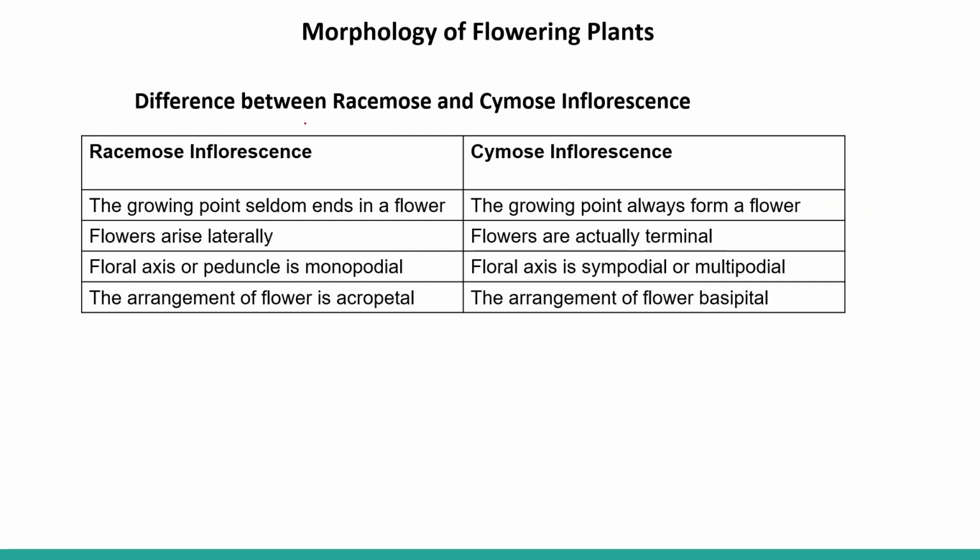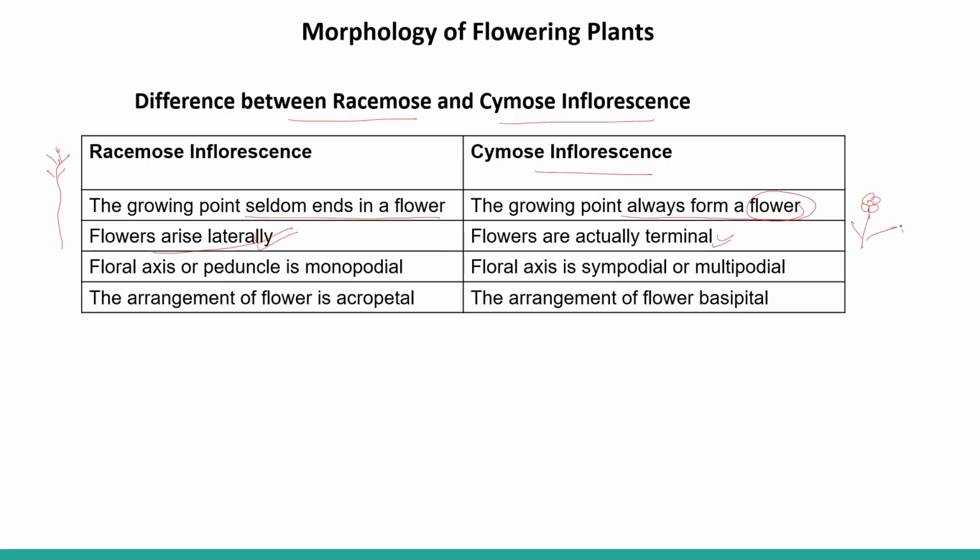So here are some of the differences between racemose and cymose inflorescence. In racemose inflorescence, the growing point seldom ends in a flower. The growing point is always growing. In the case of cymose inflorescence, the growing point always forms a flower, so the growing point ends in a flower. Here in racemose, the growing point is always moving upward and giving rise to lateral flowers. The flowers arise laterally.